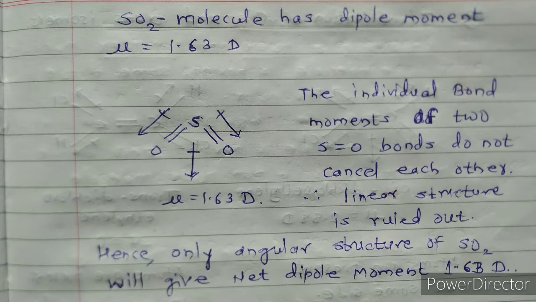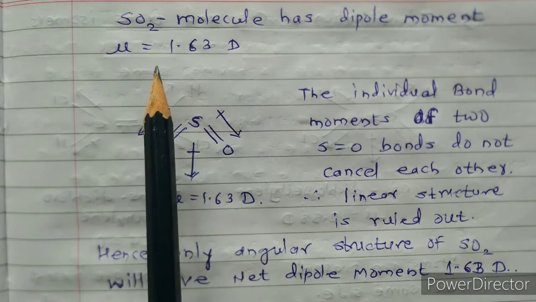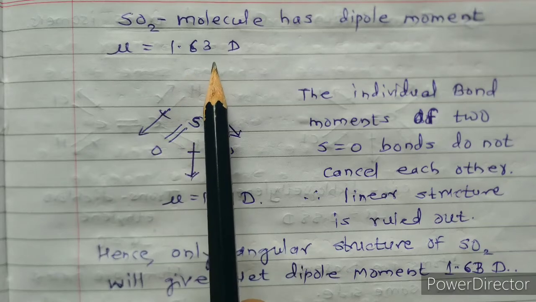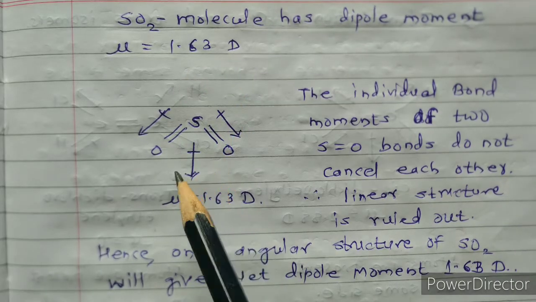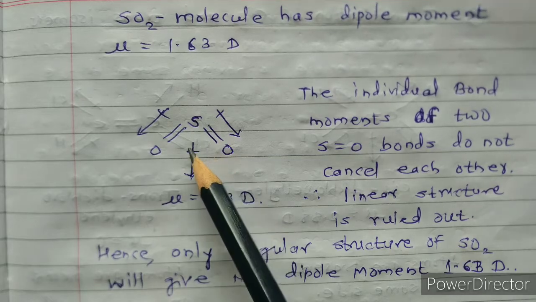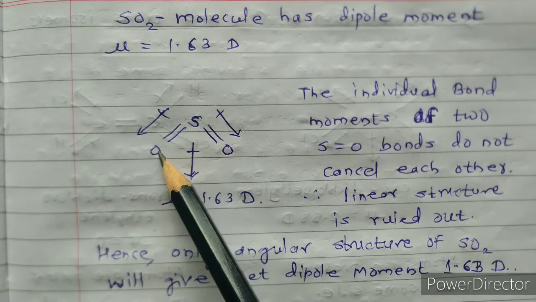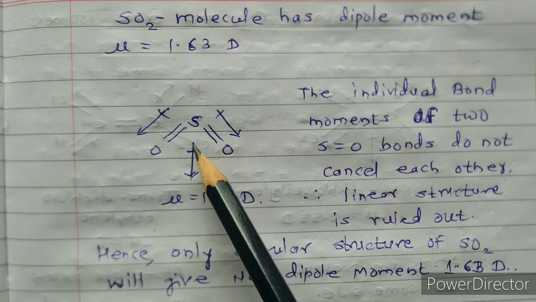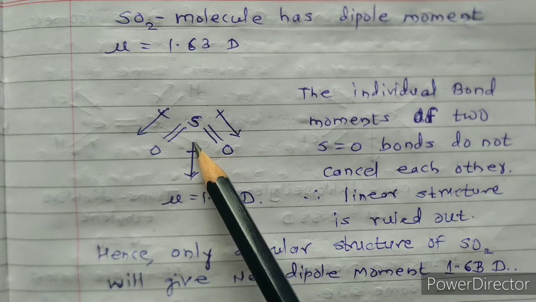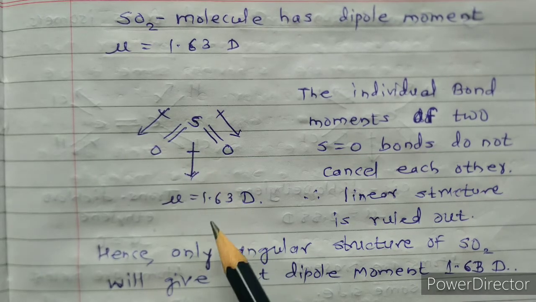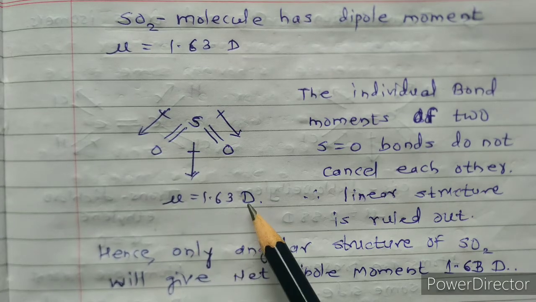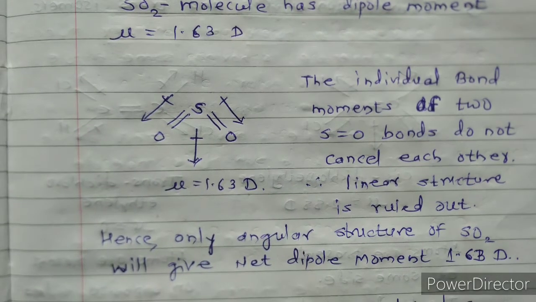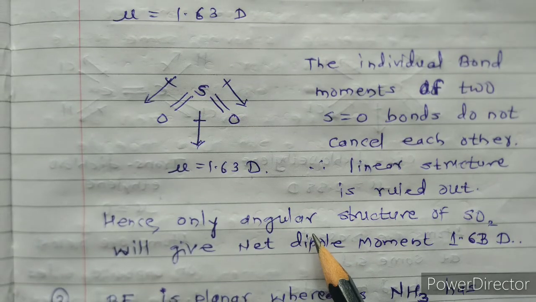In the case of the SO2 molecule, the molecule has some dipole moment, that is mu equal to 1.63 Debye. So when we draw the angular structure of SO2, the bond moments between oxygen and sulfur are not cancelled, and the net dipole moment has a direction towards the oxygen atoms, and hence the value of dipole moment is 1.63. Hence the SO2 molecule is angular in structure and its net dipole moment is 1.63.